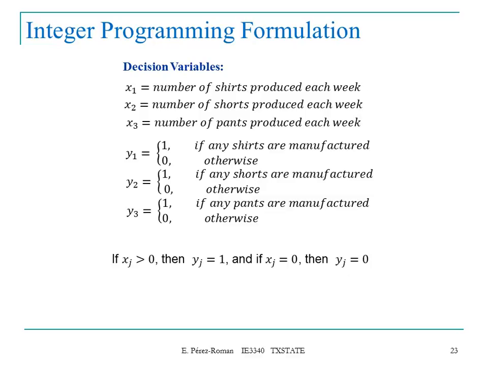So what this is going to do is, if you decide to produce pants, then this decision variable has to be 1. Because if you decide to produce pants, you know that you're going to need one machine to produce those pants. So if xj is greater than 0, then this variable has to be 1. Or needs to be forced to be 1, because you're going to need that machine to produce those units.